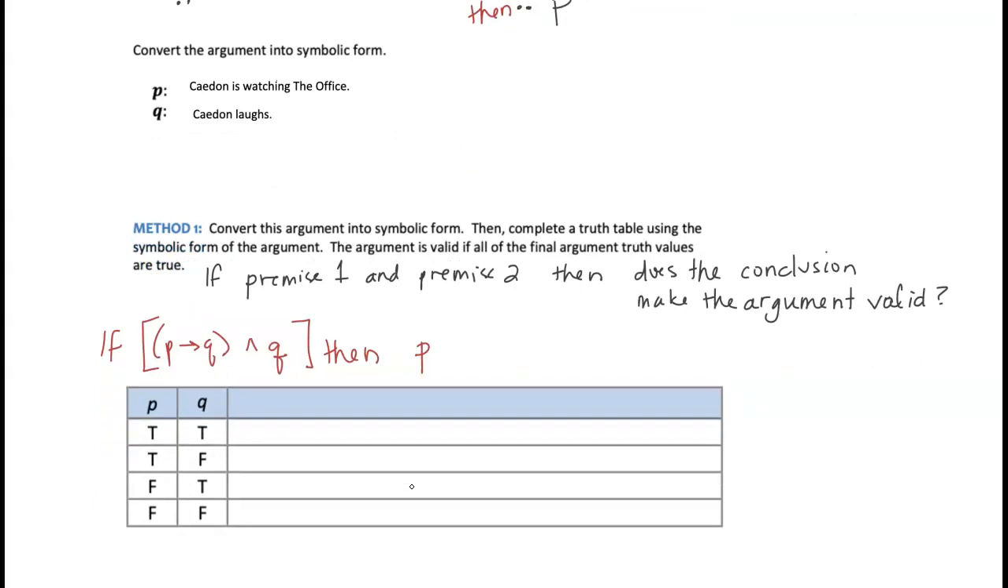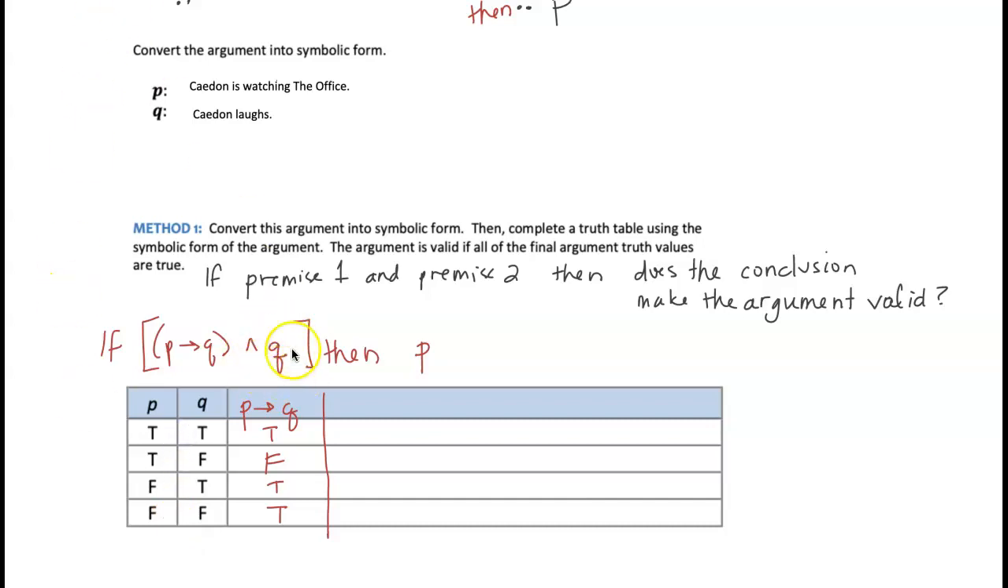To begin our truth table, we're going to start with the innermost parentheses of our antecedent, and that would be the conditional if P, then Q. Remember that the direction of the conditional makes a difference, and the one that ends up with a false truth value is when you have a true antecedent and a false conclusion. The other cases have a true truth value.